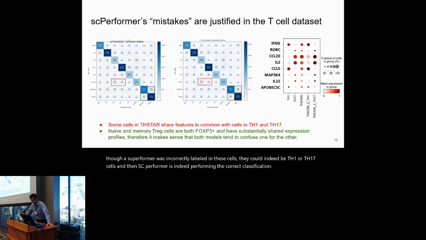We can also see from these confusion matrices that naive and memory Treg cells also tend to be confused for each other, and by both models, both scNym and scPerformer. And this makes sense because they have shared gene expression profiles, and they both express FOXP3.